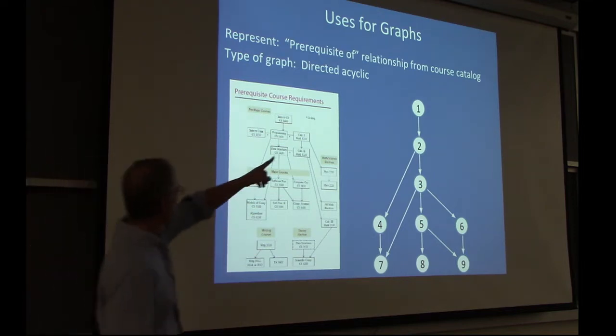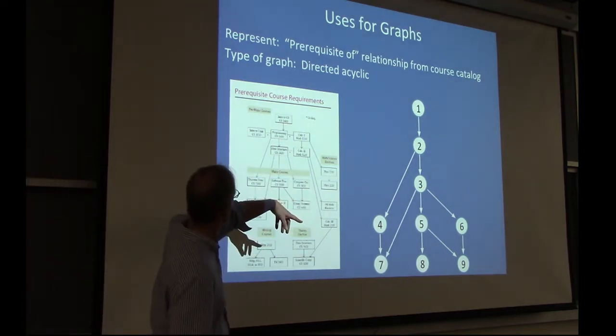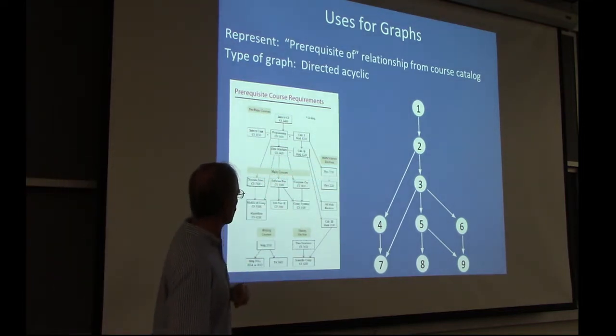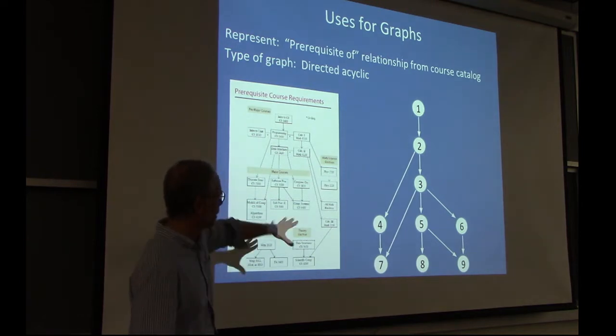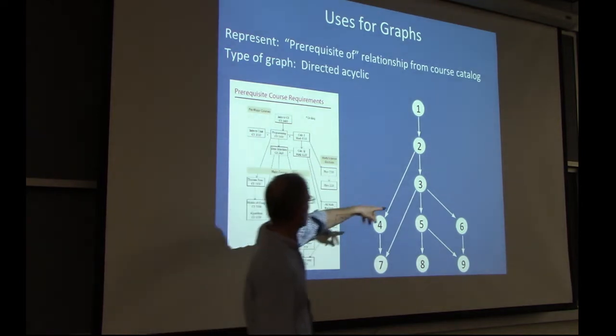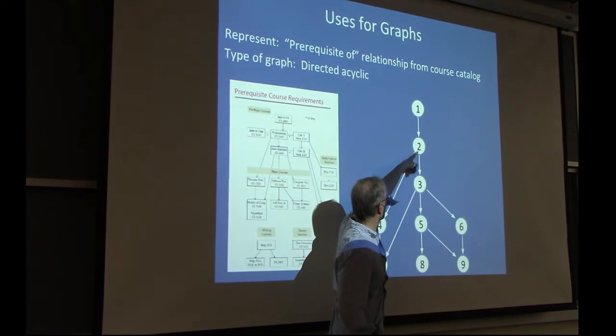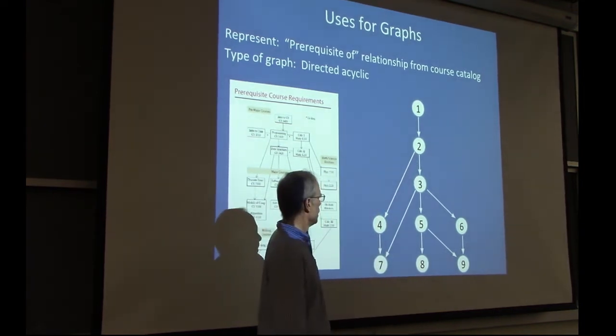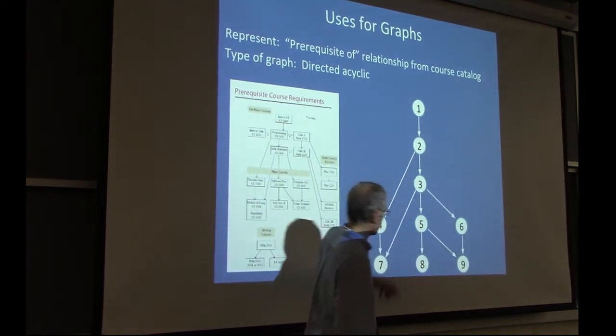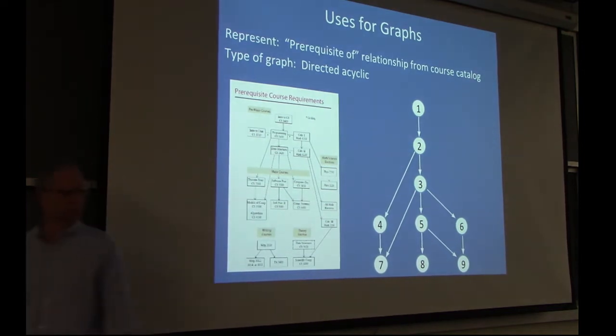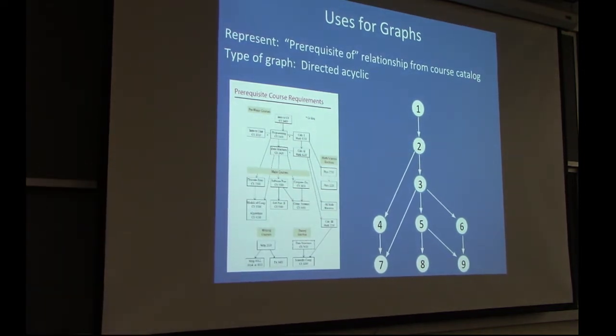So I think one is maybe 1400, 2 is 1410, 3 is 2420. And it just says you've got to take course 1 before you take course 2. You've got to take course 2 before you take course 3. You've got to take both 4 and 3 before you take 7. So that's a directed acyclic graph which handles this situation.